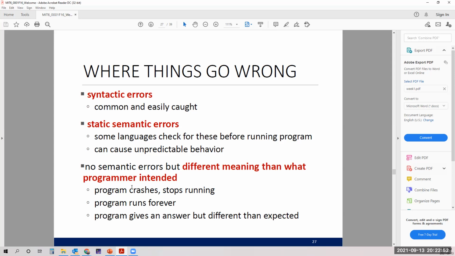Sometimes the program goes into an infinite loop, then crashes, stops running, or runs forever, or gives an answer but different than expected. These are what we call semantic errors. The code I wrote is correct, but it's not written in a correct way that will arrive at the designated answer or the objective of the program.